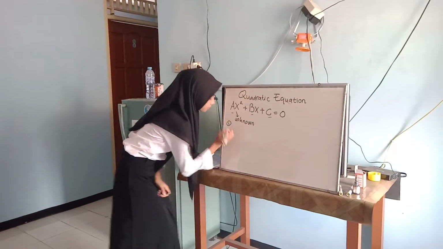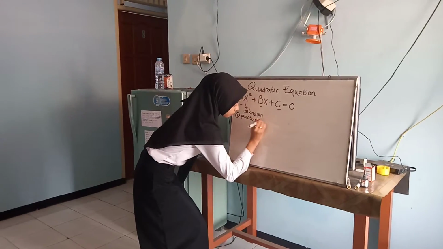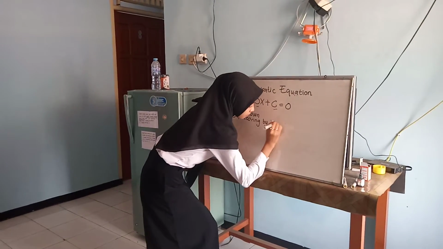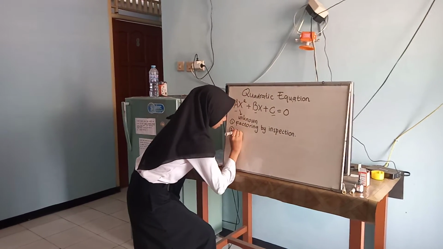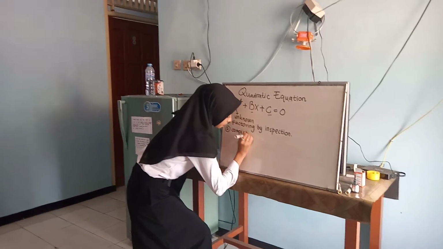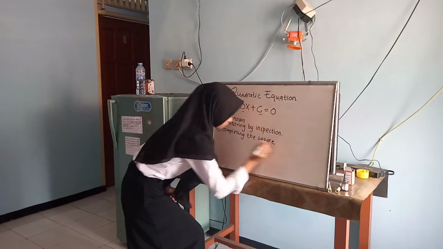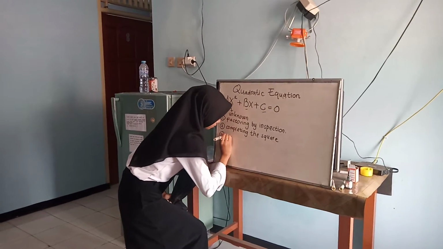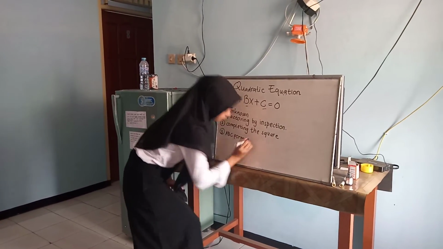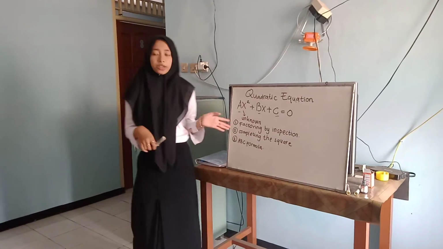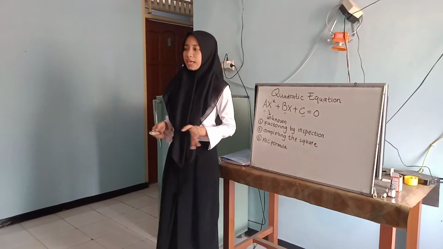The first is factoring by inspection. The second is completing the square. The third is by using the ABC formula. Okay. The first is factoring by inspection.